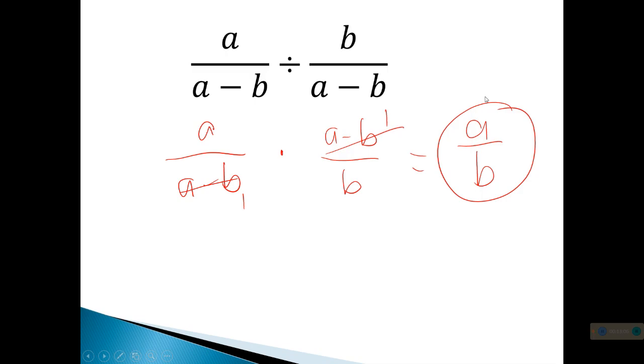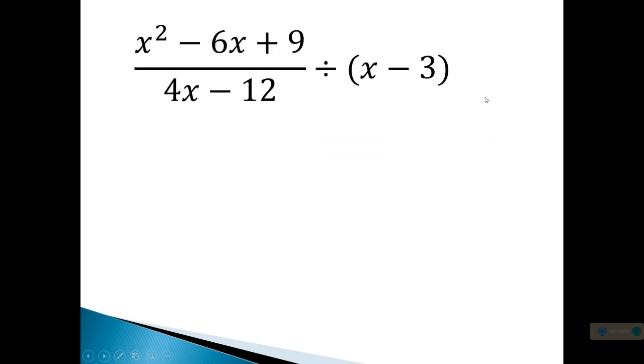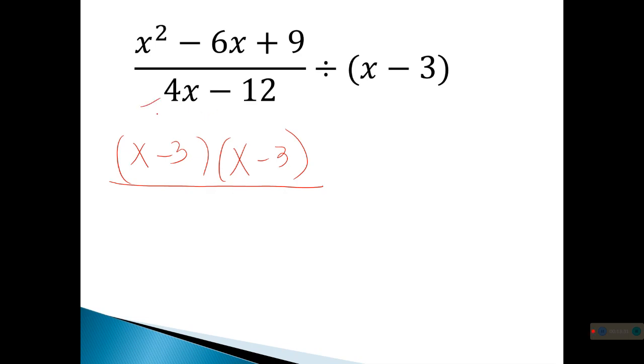Okay? Let's have more examples. I hope you enjoy watching this video since it is just the same as multiplication, but only you have to flip the second fraction here. So, in this case, x squared minus 6x plus 9 will be factored as x minus 3 times x minus 3, all over the denominator here, which will be factored as 4 times x minus 3.